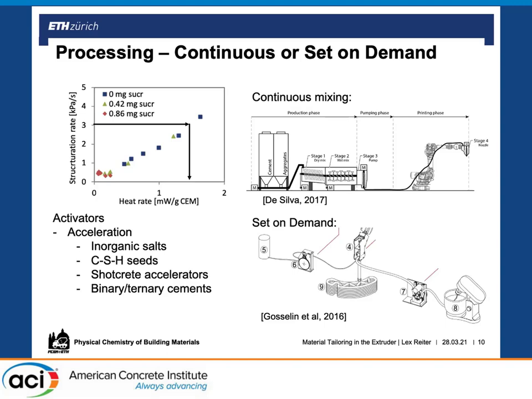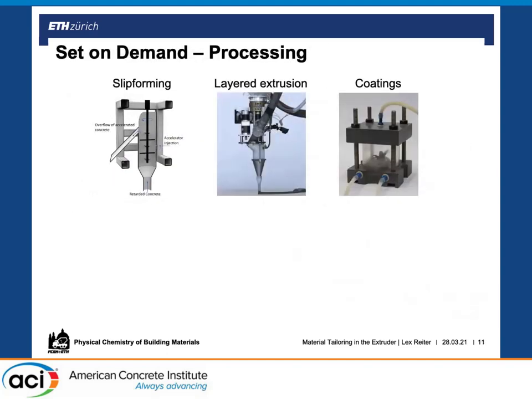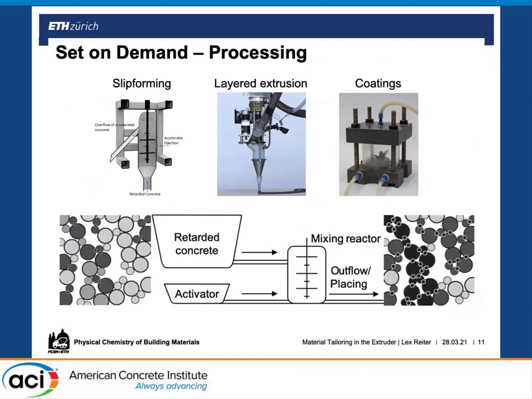So this is what these extruders look like for slip forming, where we are bringing in the concrete from the bottom, we insert the accelerator, and then we let the material mix and flow down over a chute. We have the same for layered extrusion and for coatings. And it's always the same concept. So it's a concrete that doesn't react very much. We combine it with an activator. We homogenize it in a mixing reactor. And then in the moment it flows out, it starts hydrating and we get the strength buildup. And we want this travel time at the end to be relatively short.